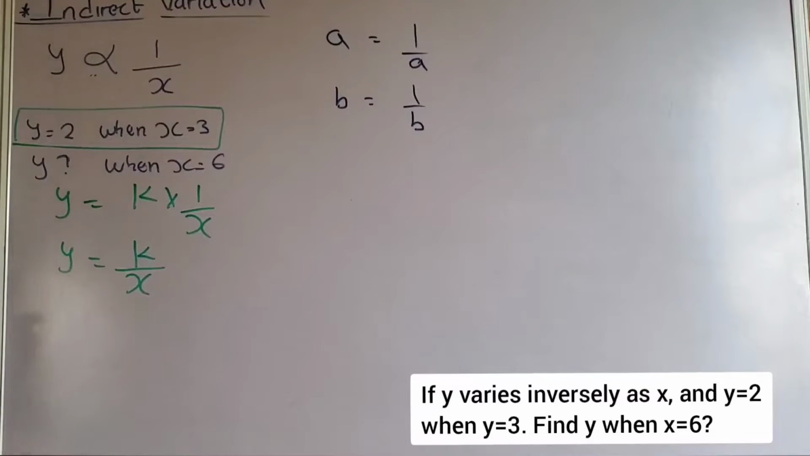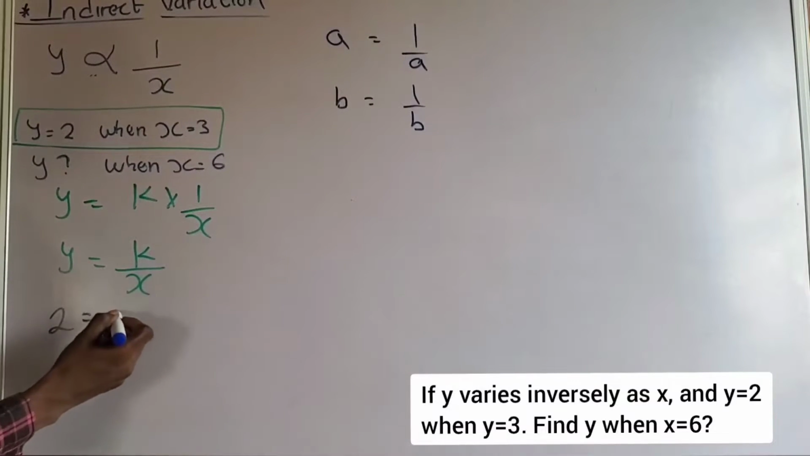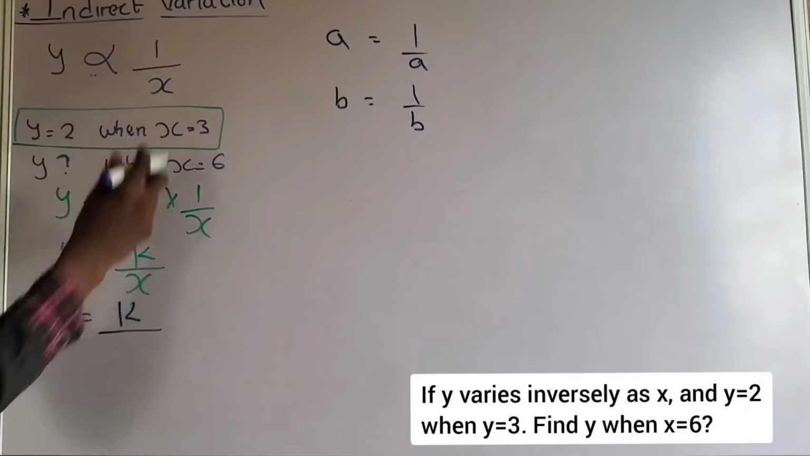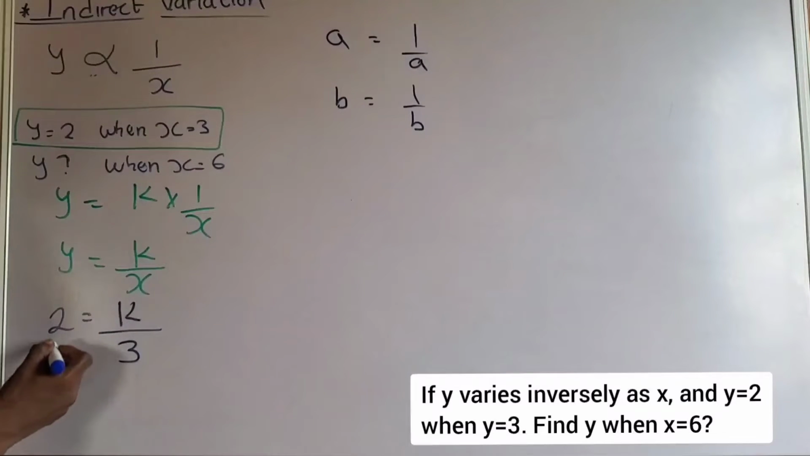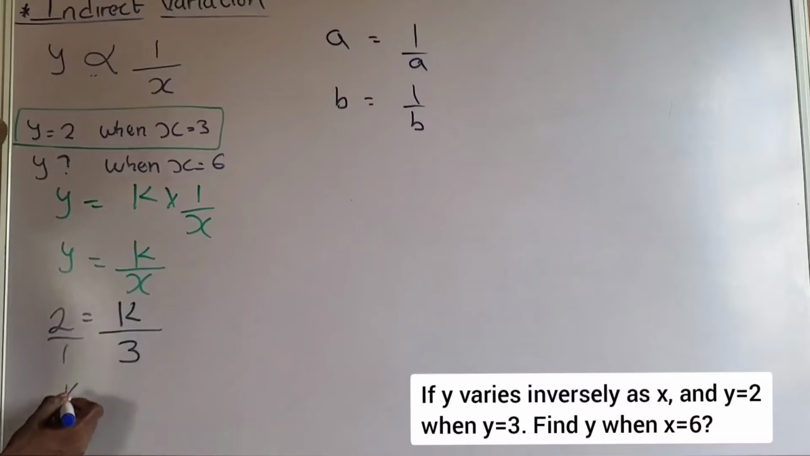We've been given that y equals 2 when x equals 3. So I'm going to replace y with 2. So I'm going to have 2 equals k all over x. X is what? 3. So I'm going to have this over 3 and this over 1. So you are going to take the cross product. K will be equal to 6.